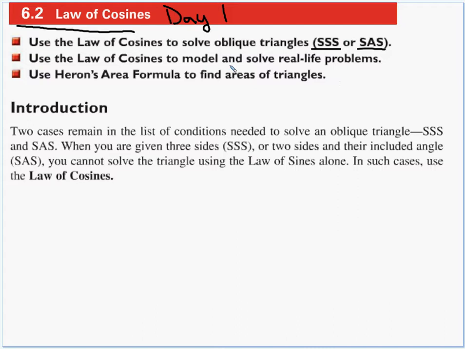In another video, we'll look at modeling and solving real-life problems with the law of cosines. And then in day 3, we'll see an area formula, Heron's area formula, based on the law of cosines. The book goes on to say, 2 cases remain in the list of conditions needed to solve an oblique triangle: side, side, side, and side, angle, side. When you're given all 3 sides, or 2 sides and the included angle, you cannot solve the triangle using the law of sines alone. In such cases, we're going to have to use the law of cosines.